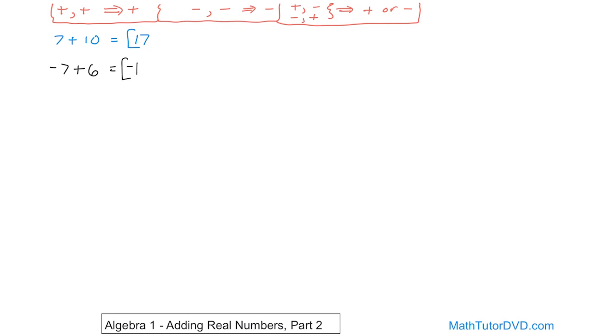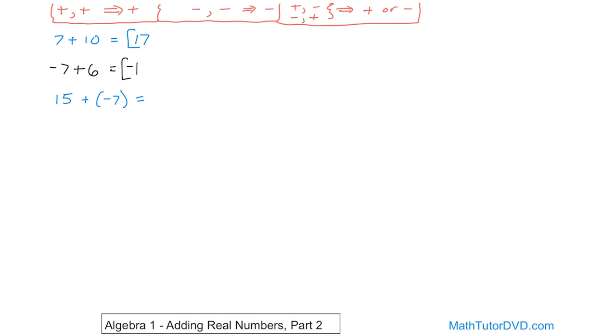What if you have 15 plus negative 7? So again, you have mixed signs we're adding together. So the first thing we know is we have to subtract. When you have mixed signs that you're adding together, 15, you have to subtract 7. You ignore the negative sign for a minute. 15 minus 7 is going to give you 8.